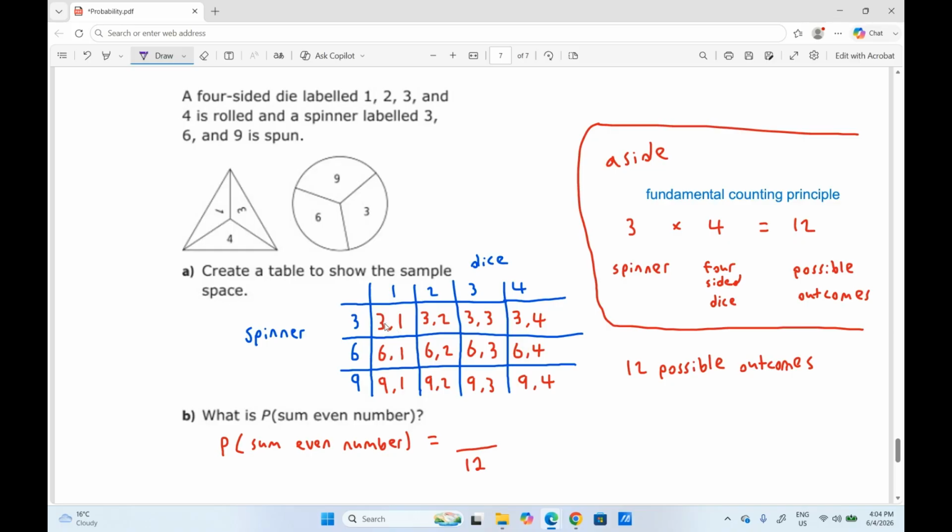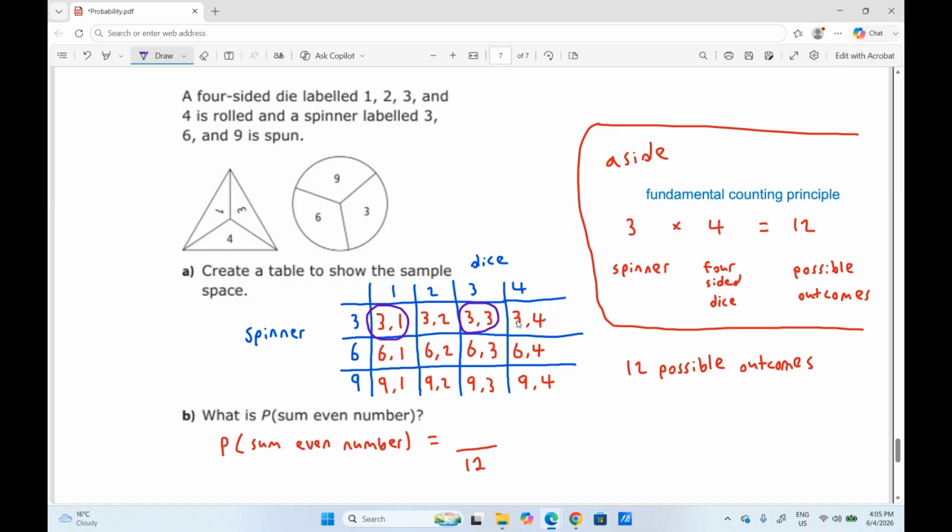So let's have a look here. 3 and 1. If I sum 3 and 1 together, meaning if I spin the spinner, land on 3, and roll the dice and land on 1, what's 3 plus 1? Well, it's going to be 4, right? And 4 is an even number. So I have one number that's even. What about 3 and 2? Well, 3 plus 2 is 5. Well, that's not even. What about 3 and 3? Yeah, 3 plus 3 would be 6. So that means that's an even number. So now I have two even numbers.